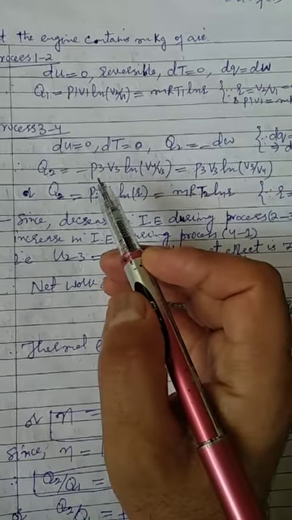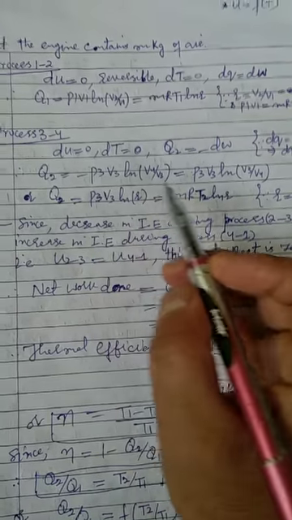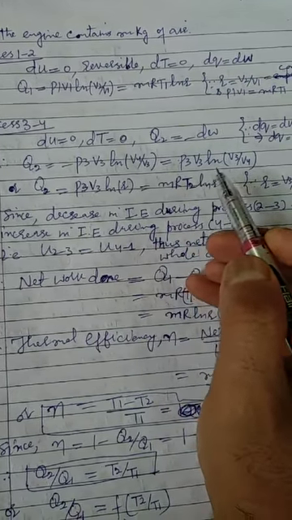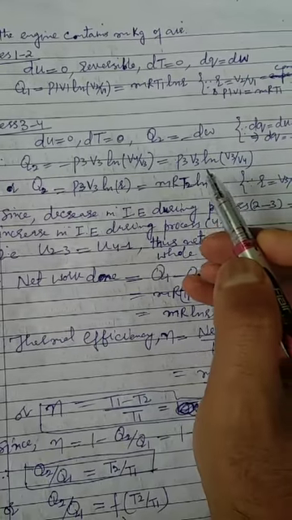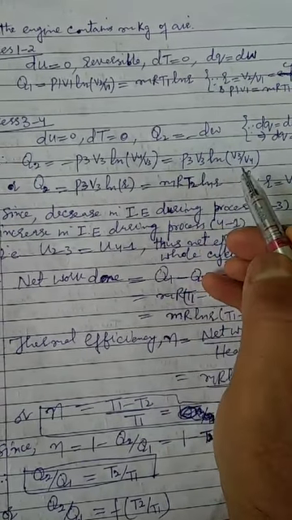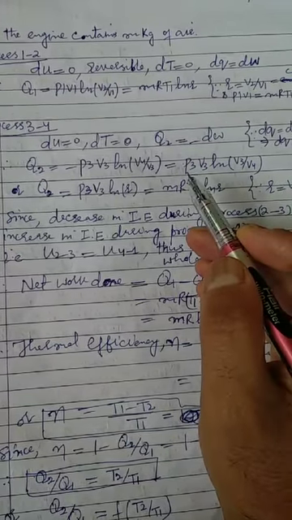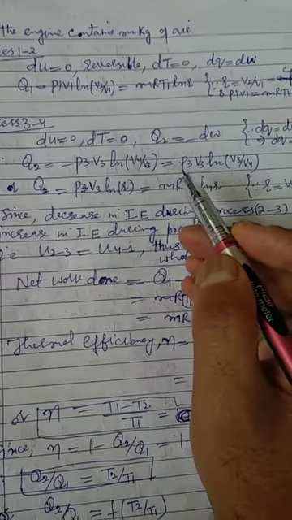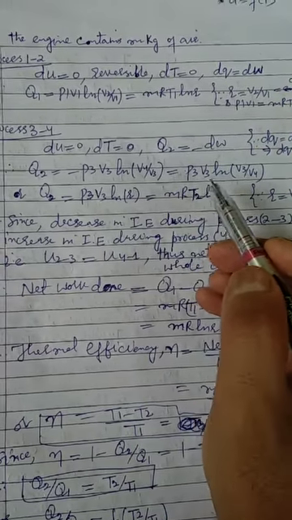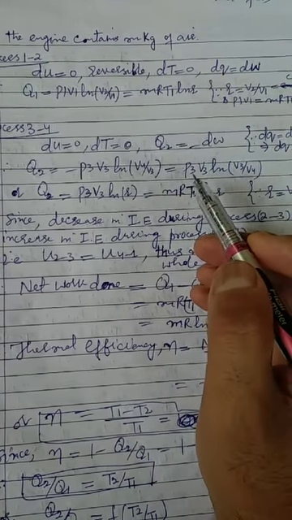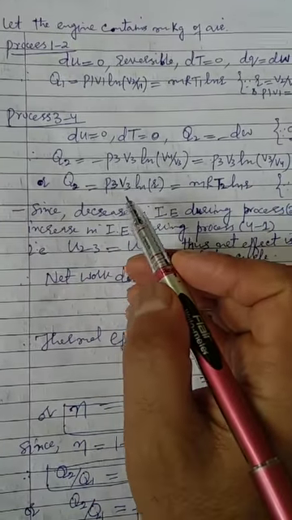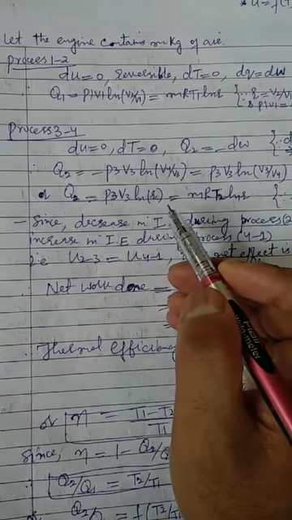To remove this negative sign, I change the limits: if I write P3V3 ln V3 by V4, then the negative sign cancels with this negative sign, so it becomes positive. So Q2 is equal to P3V3 ln r, where r is the compression ratio.